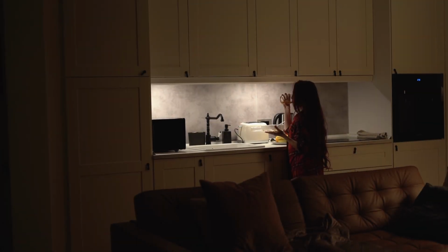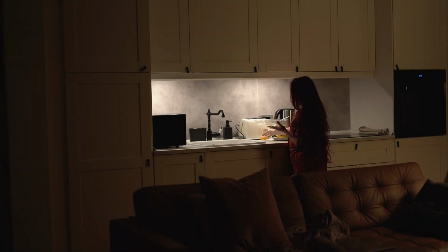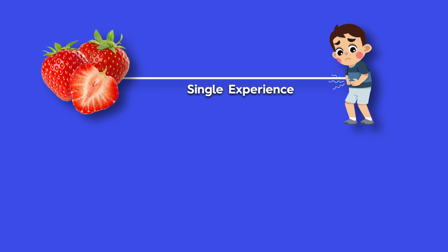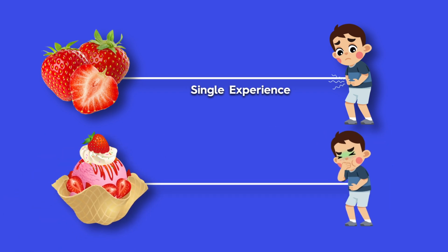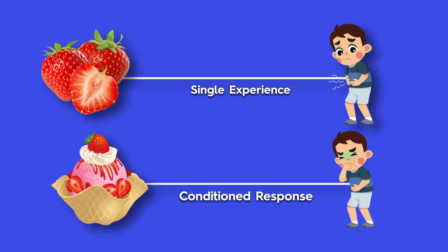Another powerful example is taste aversion. Unlike most conditioning, it can form in just one pairing. If a certain food once made you sick, the flavor alone can later trigger nausea as a conditioned response, even from a single bad experience.